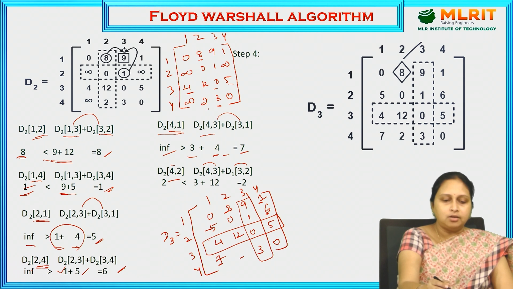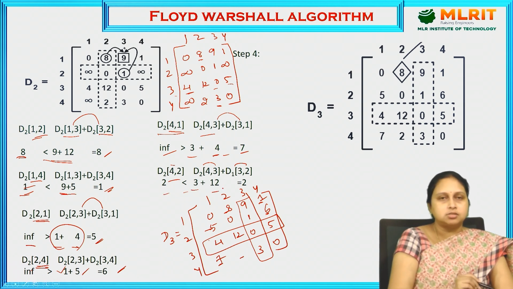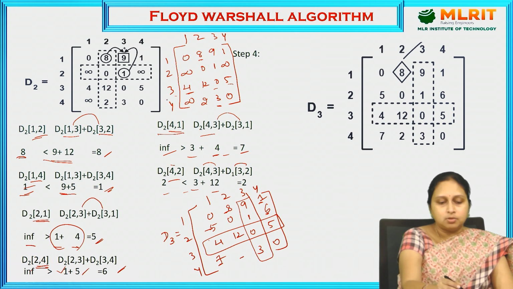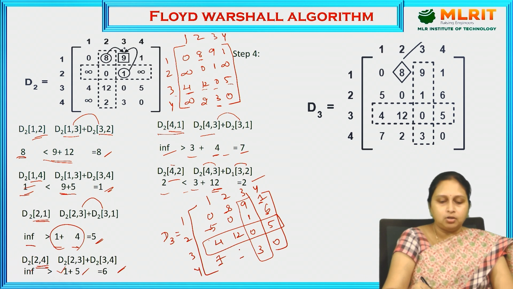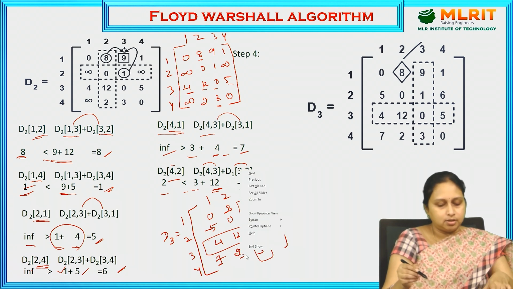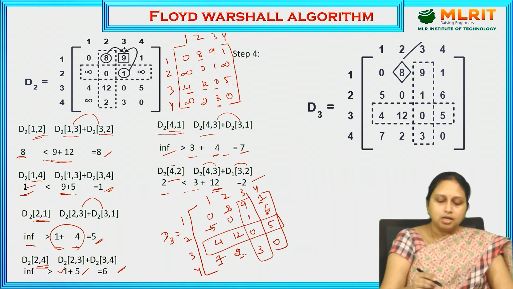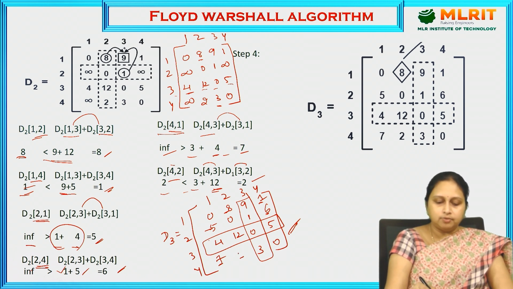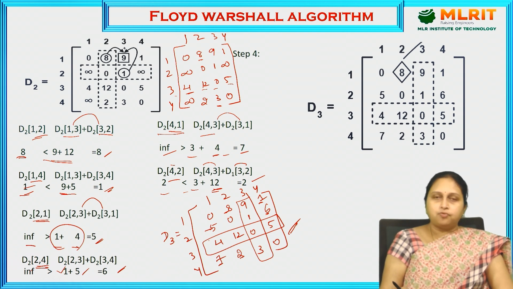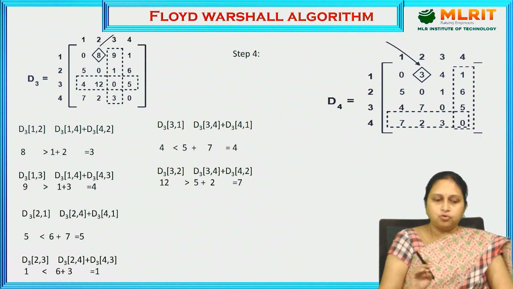4, 2 value is 2 and 4, 3 value is 3, plus 3, 2 value is how much? 3, 2 value is 12, right? But 2 is less than 15, so we need to take the minimum value, that is 2 we are going to get here, right? Like this way we are going to find the D3 value, right? After finding the D3 value, here we are going to get 2. Now we need to find the last one, that is D4.